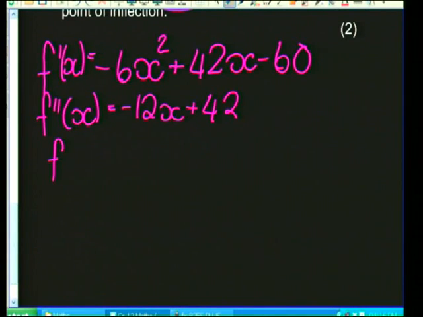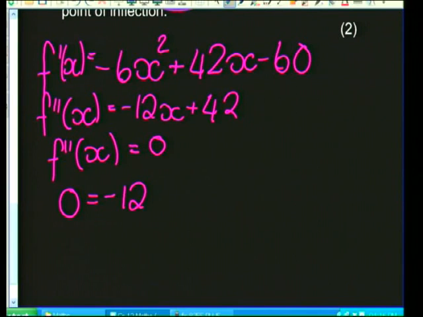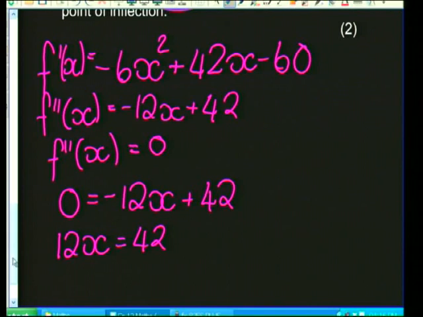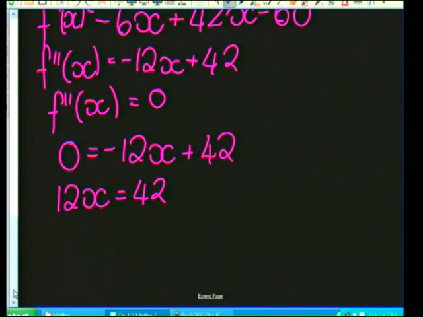We now have to take our second derivative and make it equal to 0. So I've got 0 equals negative 12x plus 42. And when I move my 12 over, it becomes positive 12x is equal to 42. When we divide by 12, we end up with x being equal to 42 over 12.